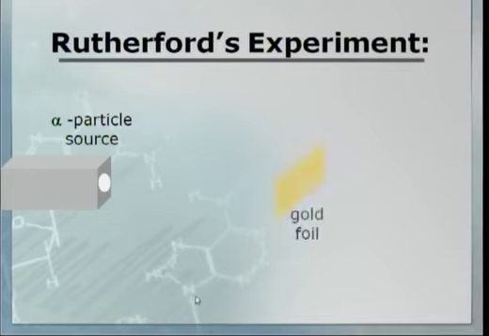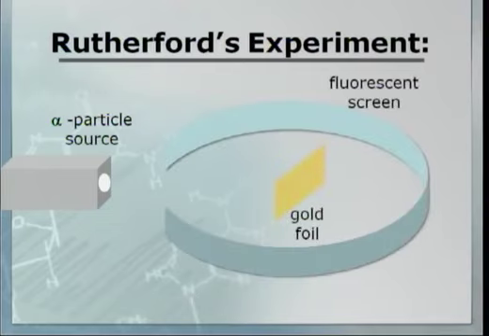And somewhere down the line, we put a sheet of gold foil as a target, and then we would wrap a screen around it to detect what happens to the alpha particle as it hits the gold foil. And this was a fluorescent screen, so when the alpha particle hit it, it would give off a flash of light. And this whole thing was done in a dark room.